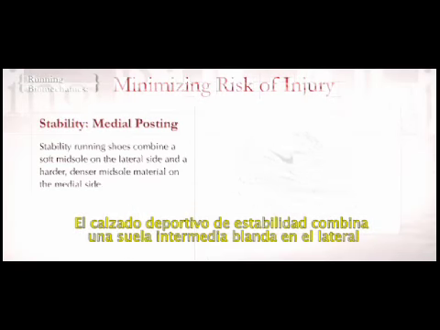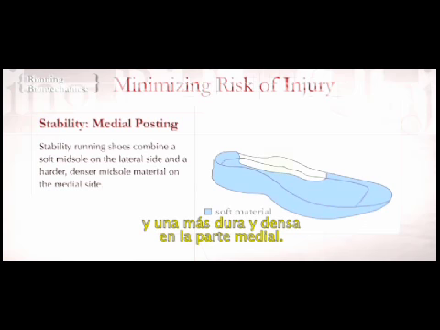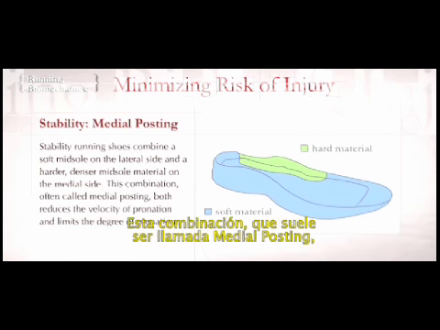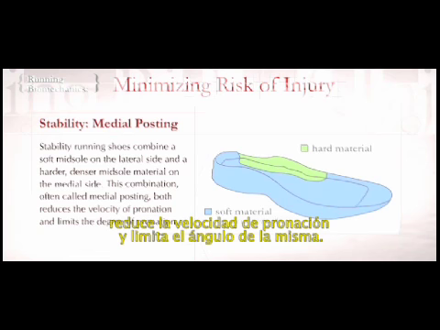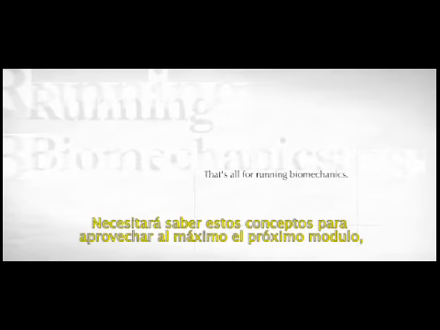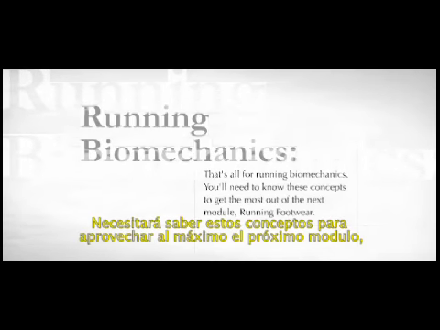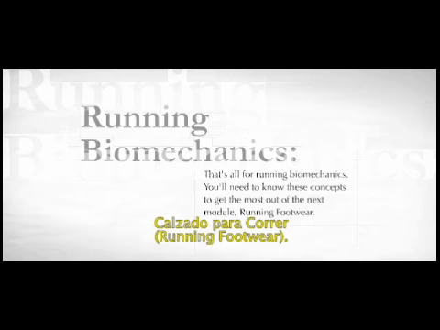Stability running shoes combine a soft midsole on the lateral side and a harder, denser midsole material on the medial side. This combination, often called medial posting, both reduces the velocity of pronation and limits the degree of pronation. That's all for running biomechanics. You'll need to know these concepts to get the most out of the next module, running footwear.